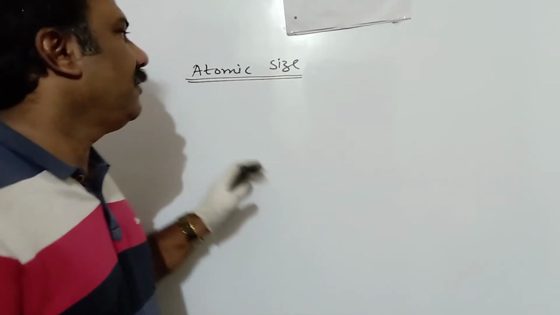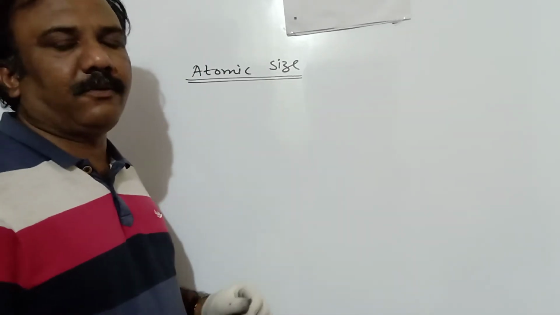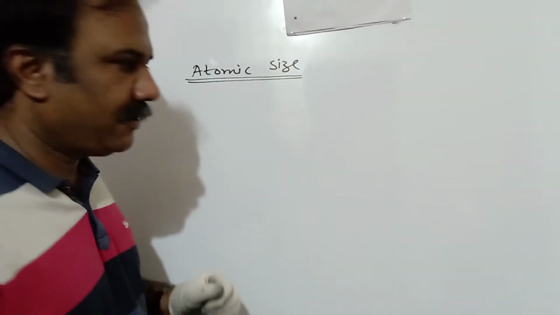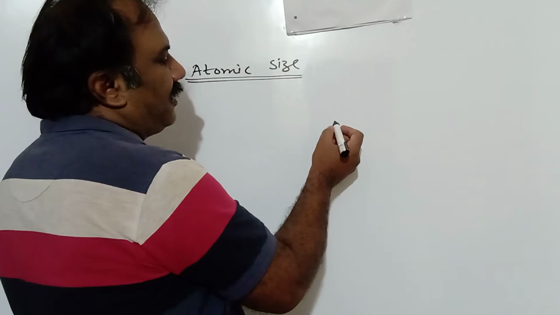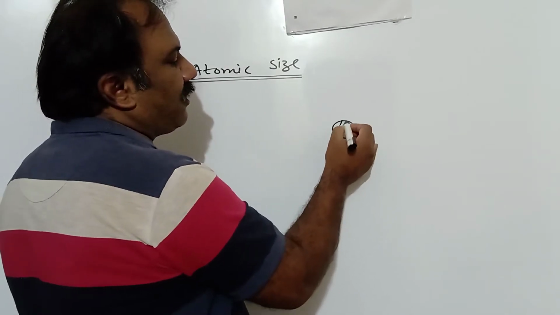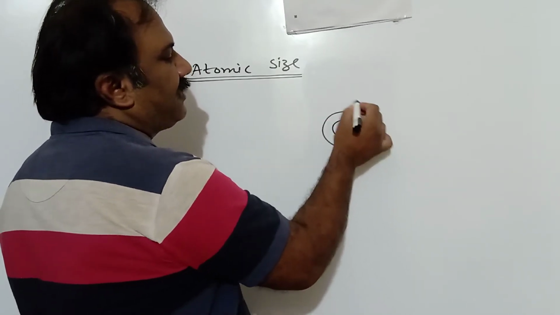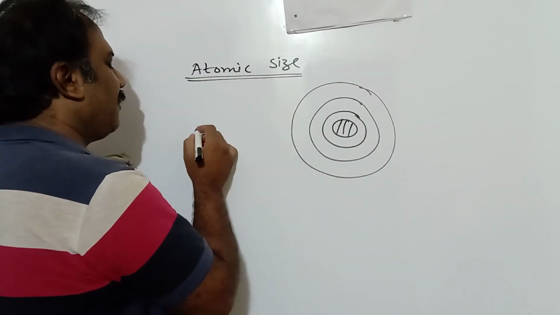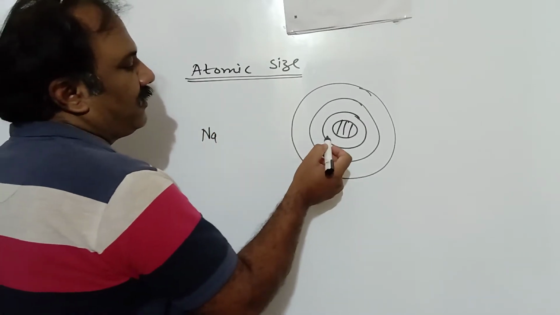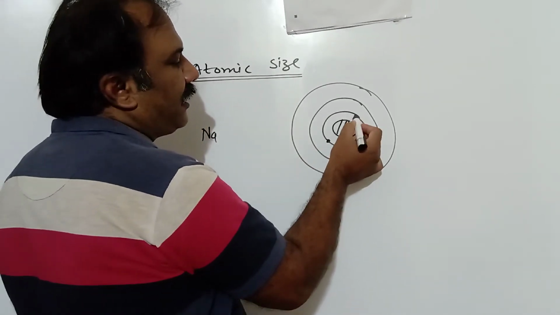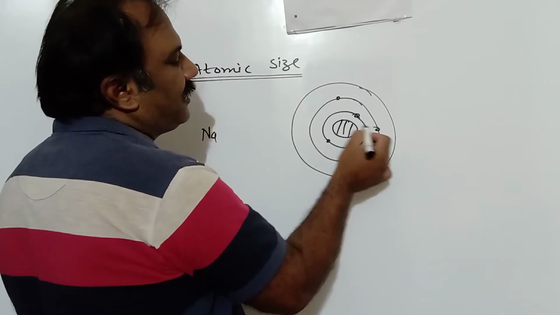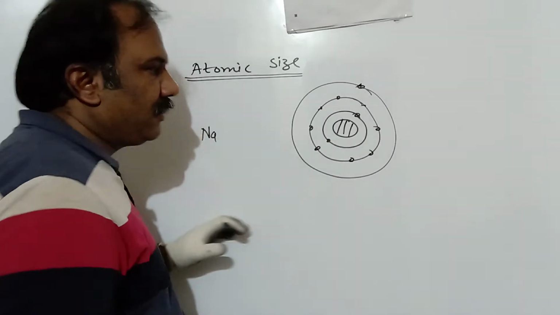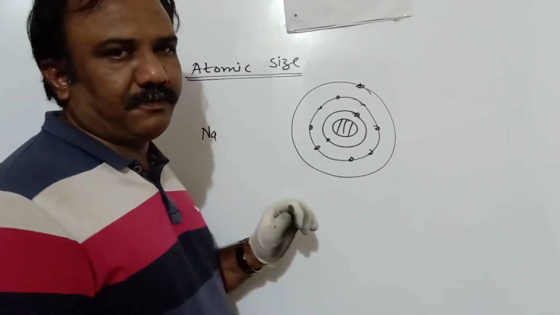Now first of all, let us understand what is atomic size. As we know, an atom is spherical in shape. Therefore, suppose this is the atom, this is the nucleus of the atom, and this is the first orbit, this is the second orbit, and this is the third orbit. So consider an atom of sodium. In sodium there are 2 electrons in the first orbit, then 8 electrons in the second orbit, and 1 electron in the third orbit. So this is the last orbit of sodium.